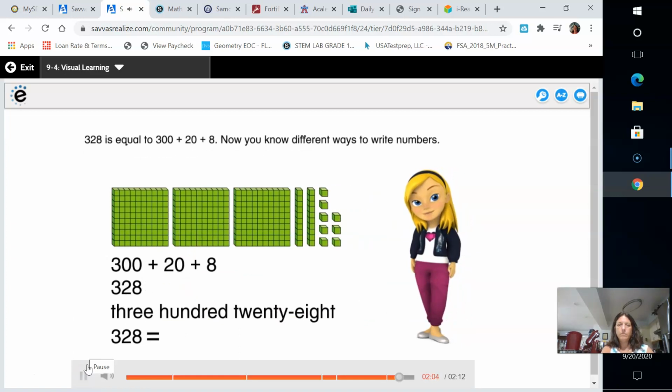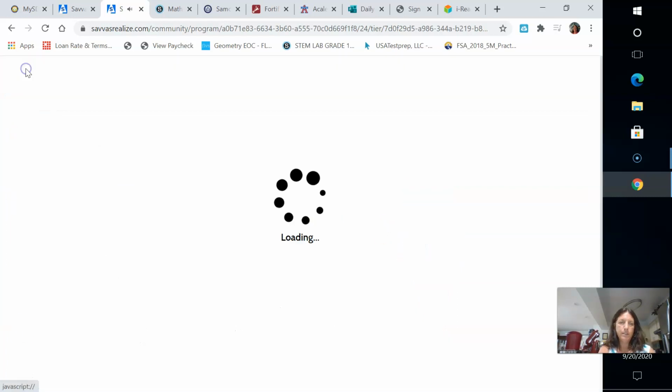328 is equal to 300 plus 20 plus 8. Now you know different ways to write numbers. All right, we're going to try it out today.